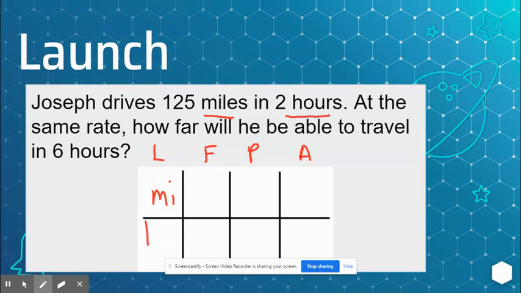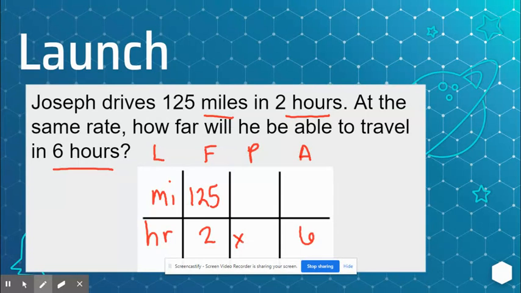Miles, hours. What facts do we know? We know that in 125 miles, it takes Joseph 2 hours to drive that. What are we looking for? How many miles in 6 hours? So make sure you put the 6 where the hours are. What are we doing to 2 to get to 6? Well, 6 is bigger, so is it multiplication or division? Multiplication.